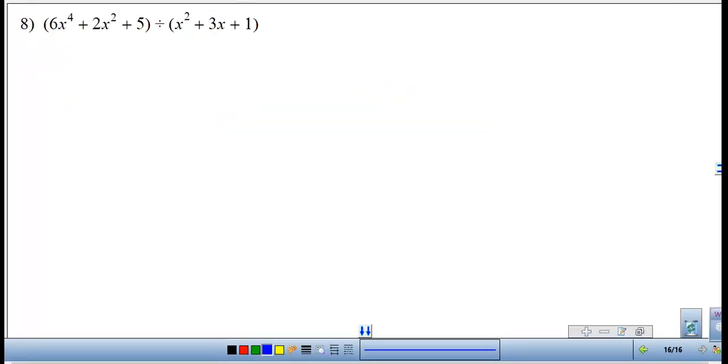In this last example, I wanted to show you a problem where we do have some missing terms and we're dividing by a trinomial instead of a binomial. We're going to put our trinomial x squared plus 3x plus 1 on the outside of the box.